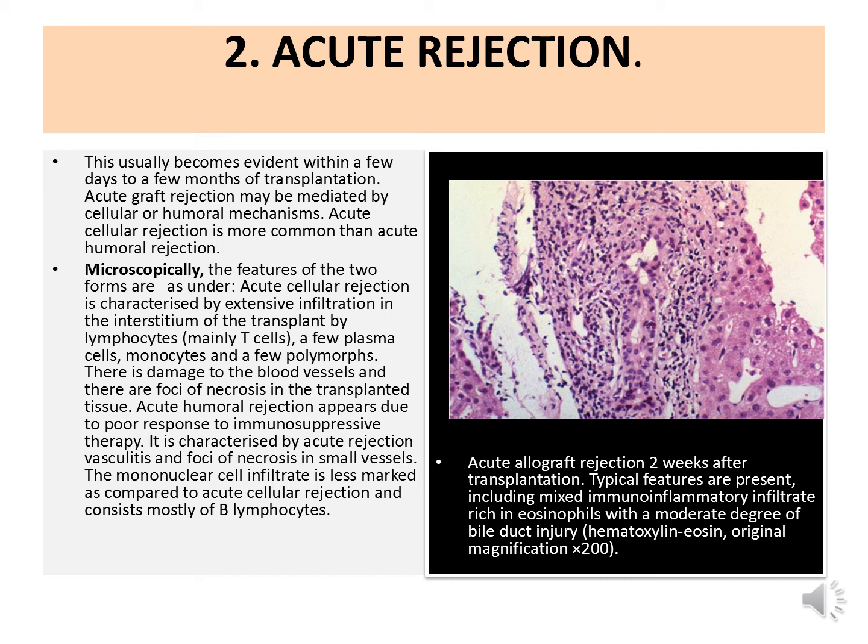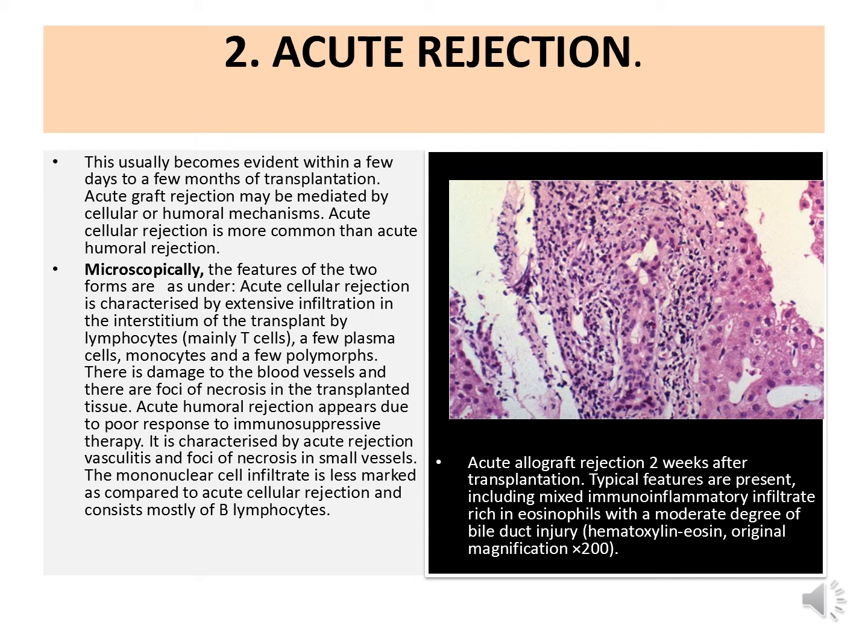Acute humoral rejection appears due to poor response to immunosuppressive therapy. It is characterized by acute rejection vasculitis and foci of necrosis in small vessels. The mononuclear cell infiltrate is less marked as compared to acute cellular rejection and consists mostly of B lymphocytes.